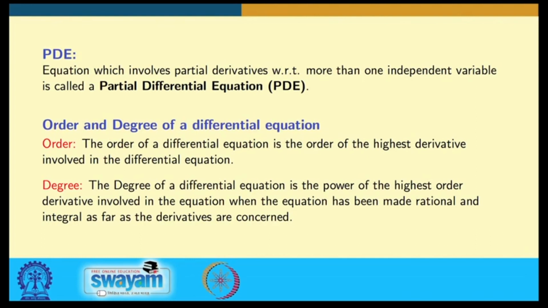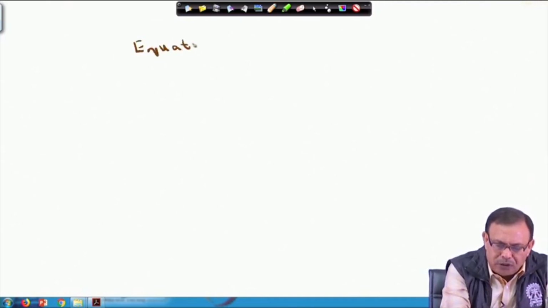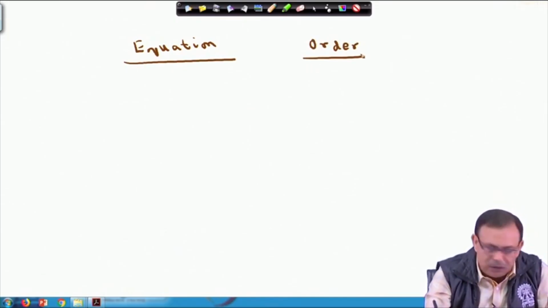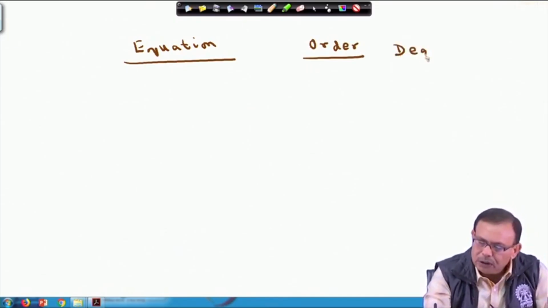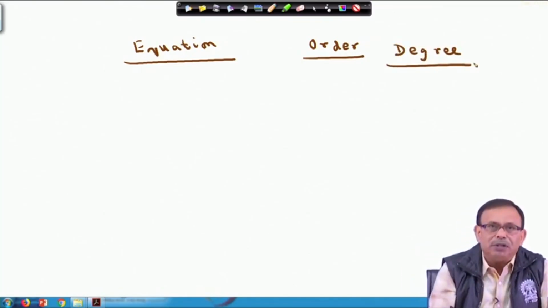So, let us see some examples. I will show you the slide also. Some equations we will write down, and we will try to find out what will be the order and what will be the degree of that particular equation.